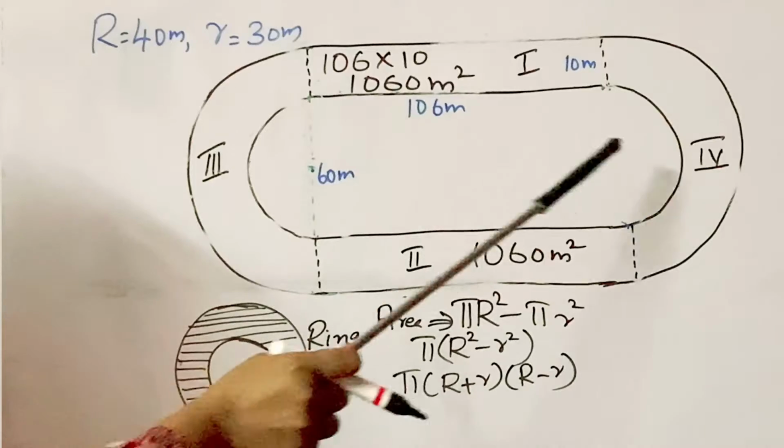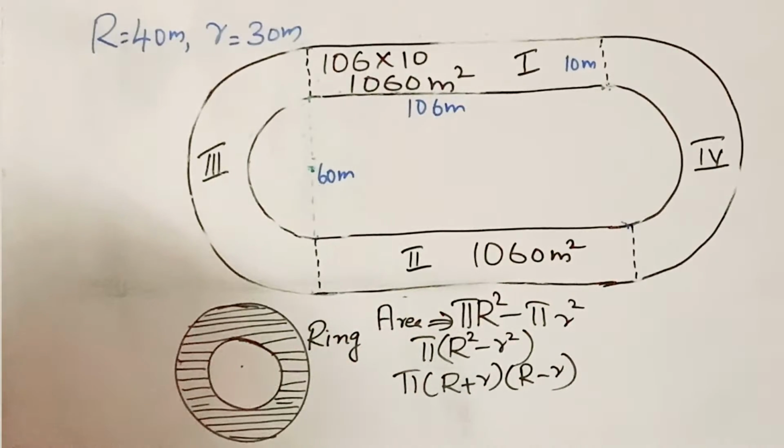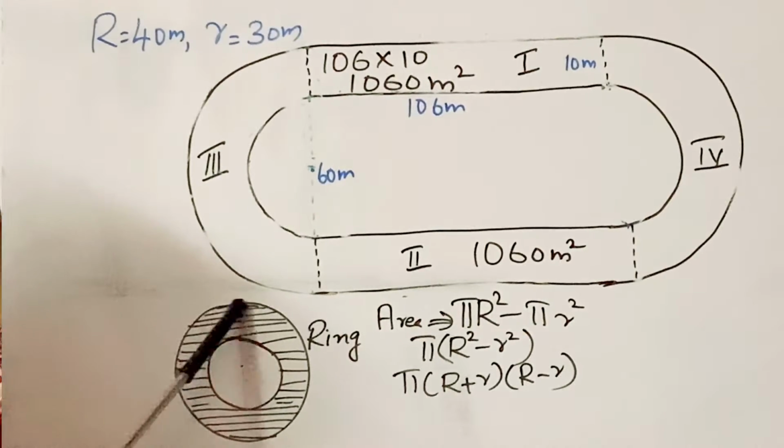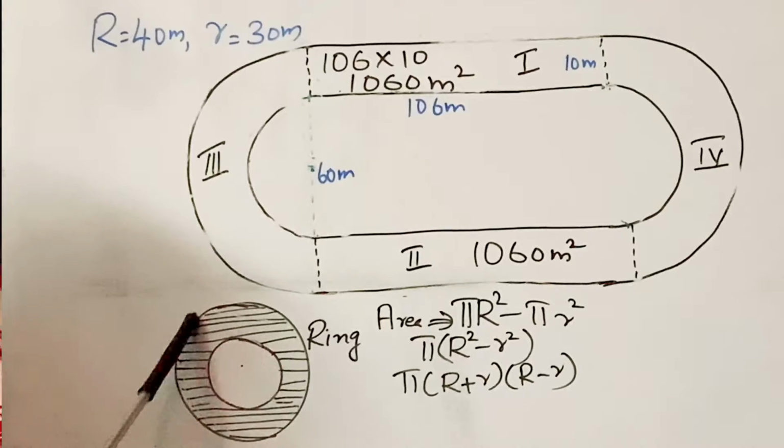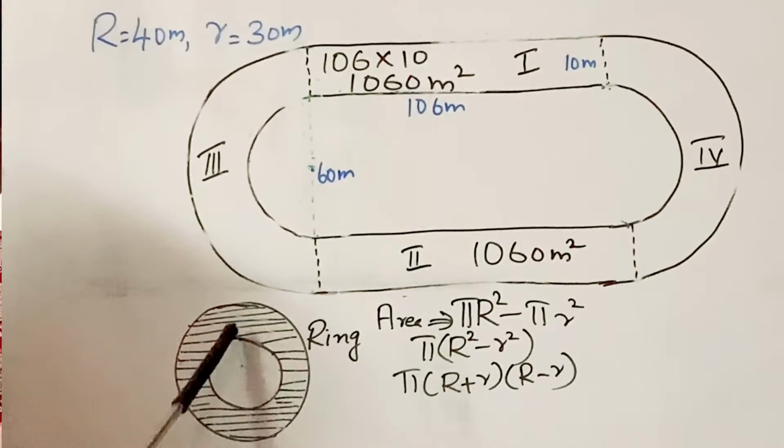Now the third and fourth portions are in the form of a semicircular ring. Look here, this is a ring. What is the area of the ring? Here you can see 2 circles, an outer circle and an inner circle. The ring area is this area. So this area is the area of the outer circle minus the area of the inner circle.